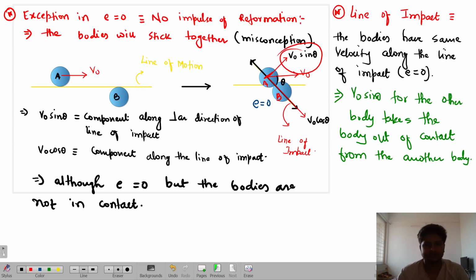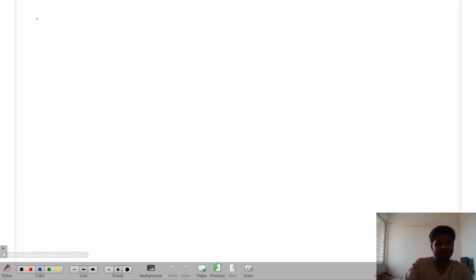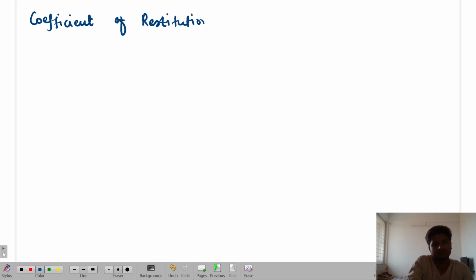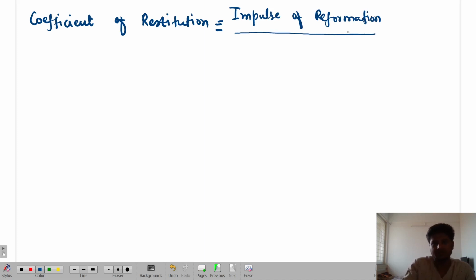Is this clear? So we got the conclusion that the coefficient of restitution talks about two to three important things. First thing is it is equal to impulse of reformation by impulse of deformation.